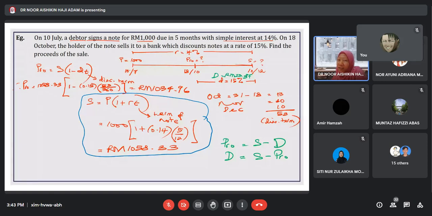Lagi banyak latihan you buat kan, you akan makin faham insyaAllah. Dia bila stagnant, tak ada latihan. Tengok, rasa macam faham. Lepas tu tutup buku, tak buka-buka. Tak buat latihan langsung. Okay, memang you akan lupa.